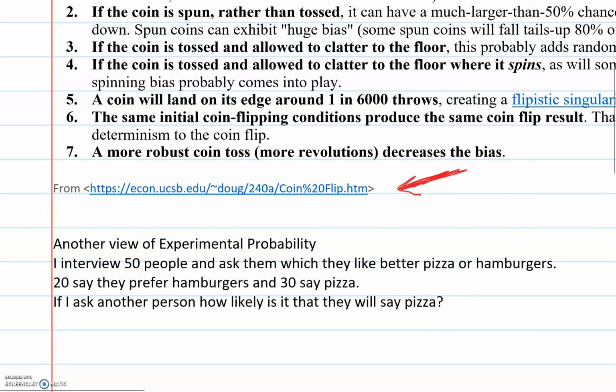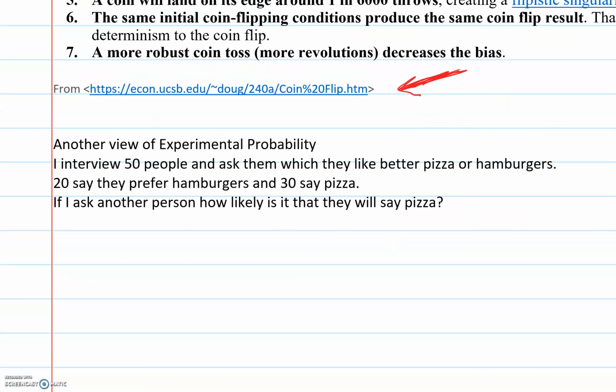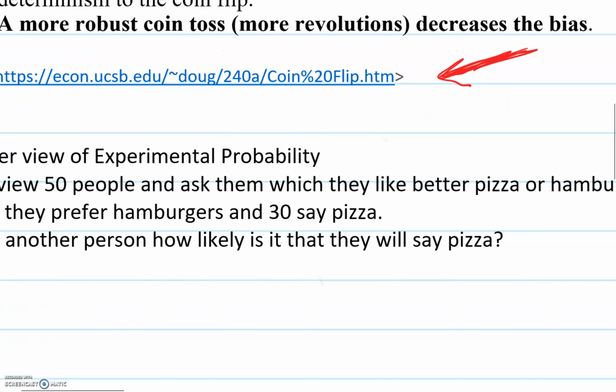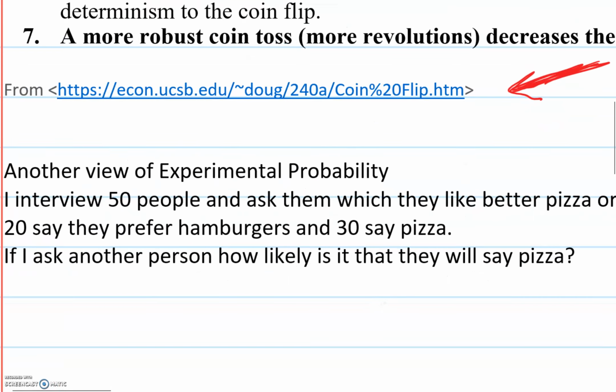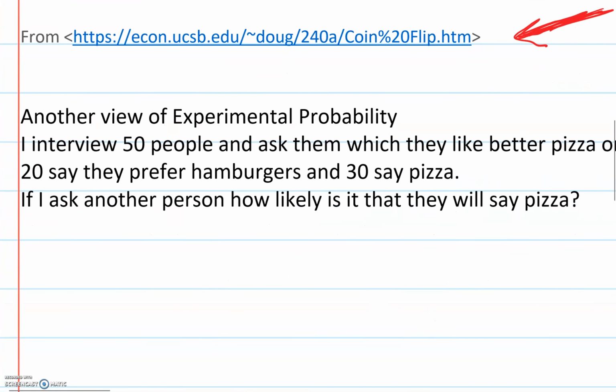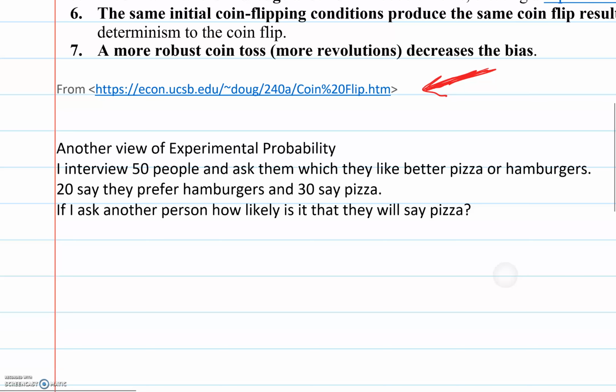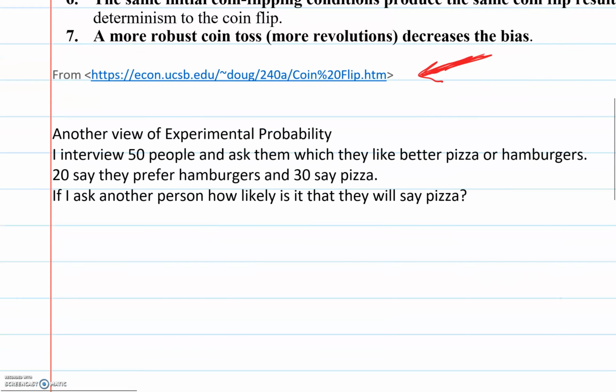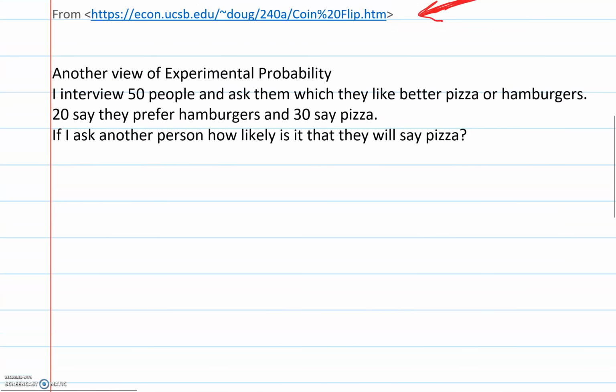Anyways, it's pretty cool. Another view of experimental probability would be this type of question. So let's take a look. Like I said, surveys are the best example. I interviewed 50 people and asked them which they like better, pizza or hamburgers. 20 say they prefer hamburgers and 30 say pizza.